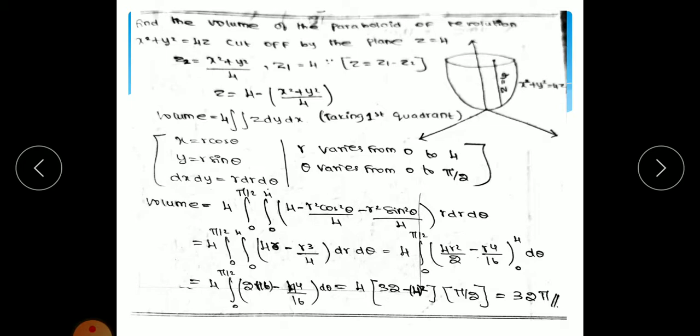Next question: find the volume of the paraboloid. They have given x squared plus y squared equal to 4z, cut off by the plane z equal to 4. So we have to draw like this, and cut the plane z equal to 4 also. So z equal to x squared plus y squared by 4. We are taking this as z2 and z1 as 4, since z equal to z1 minus z2. So z equal to 4 minus (x squared plus y squared) by 4.